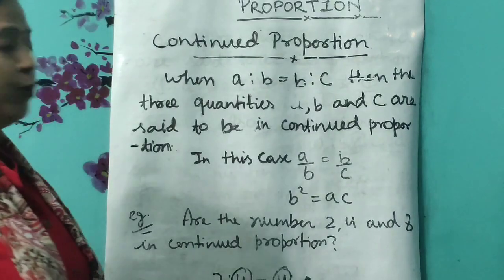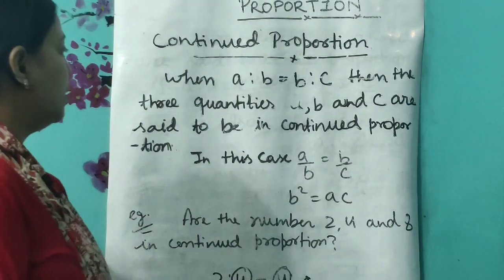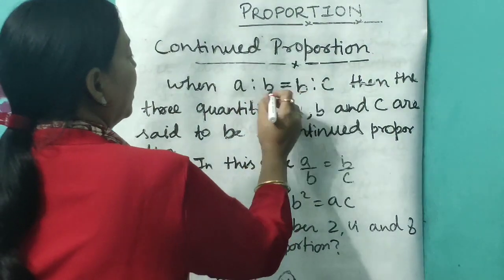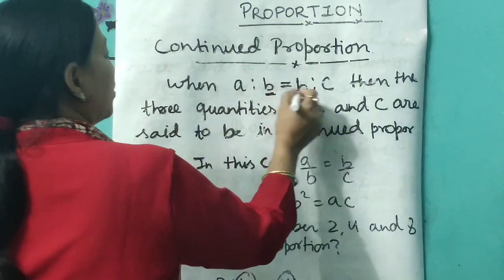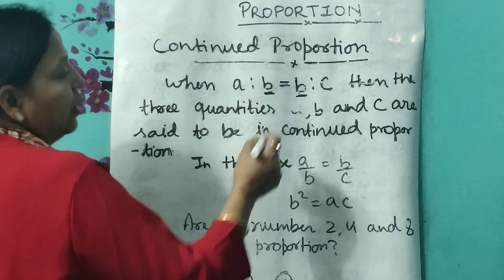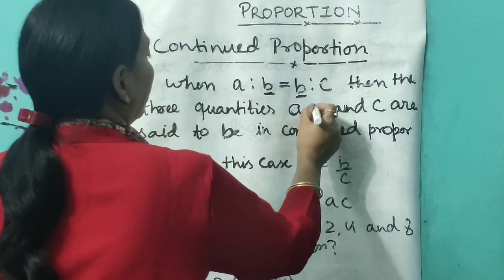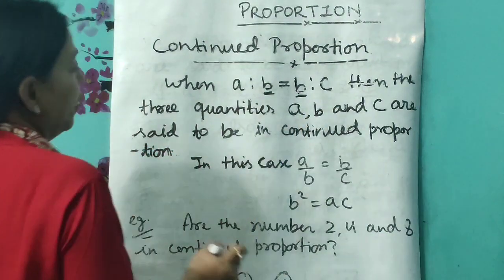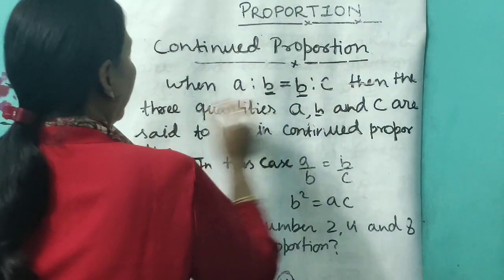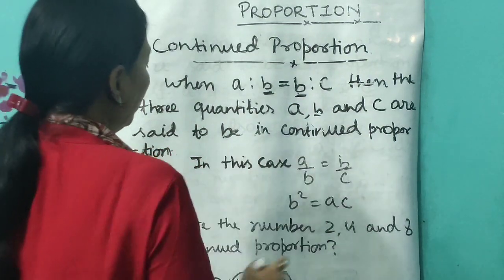Next is continued proportion. So what is the meaning of continued proportion? Continued proportion means when A is to B is equal to B is to C. Here you see the second proportion value is the same on both sides. Then these three values A, B, C are said to be in continued proportion.